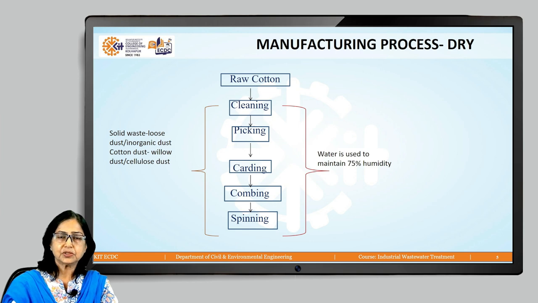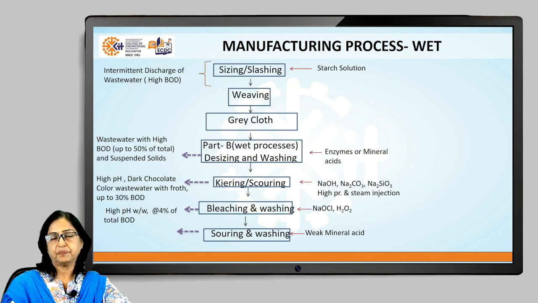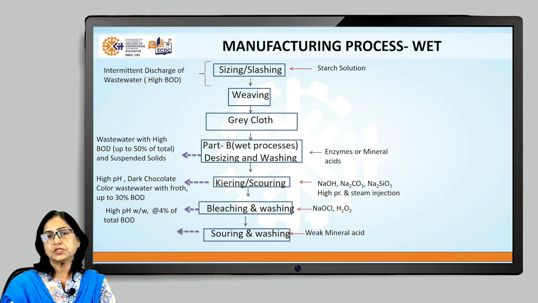During these processes, the only use of water is to maintain humidity. About 75% humidity is maintained so that the thread does not break. So this produces only solid waste, no liquid waste. Now let us look at wet processes.